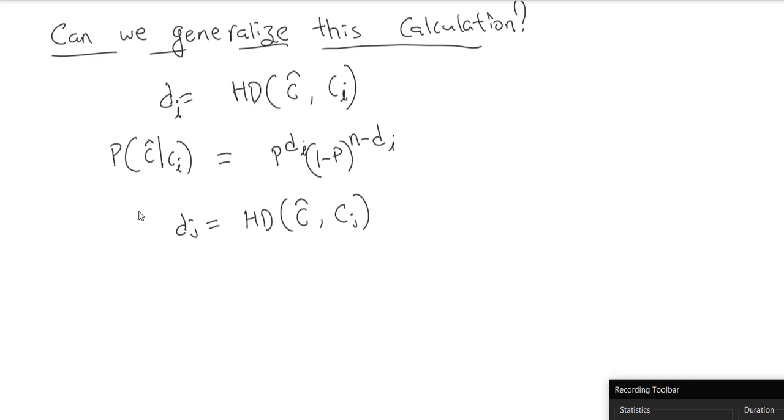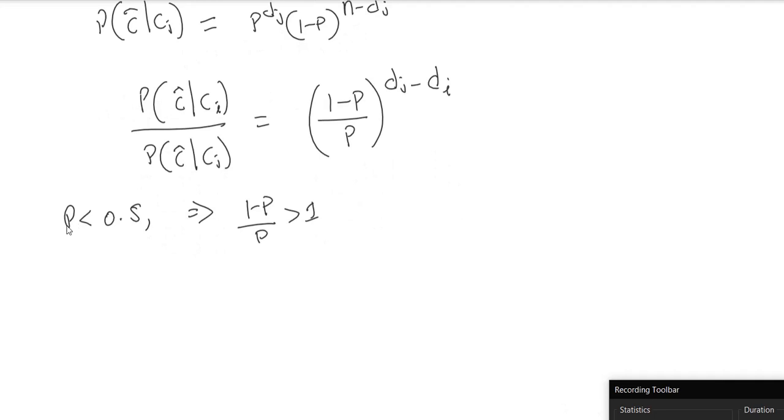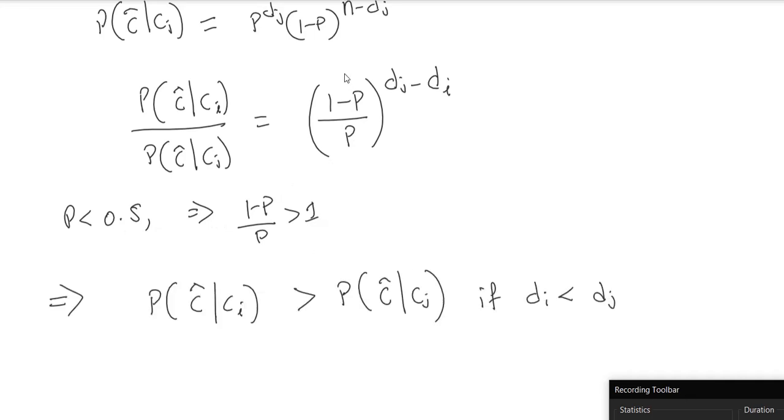Let's take another valid code word Cj, and the Hamming distance between C hat and Cj is dj. Using similar arguments again, the probability of receiving C hat given Cj will be this. Then if we calculate the likelihood ratio again, we get this expression here, (1 minus p) divided by p to the power dj minus di. Again, if p is less than 0.5, which we can always assume, this means (1 minus p) divided by p will be greater than 1, which implies that the probability of receiving C hat given Ci will be greater than the probability of C hat given Cj if the Hamming distance between C hat and Ci is less than the Hamming distance between C hat and Cj.